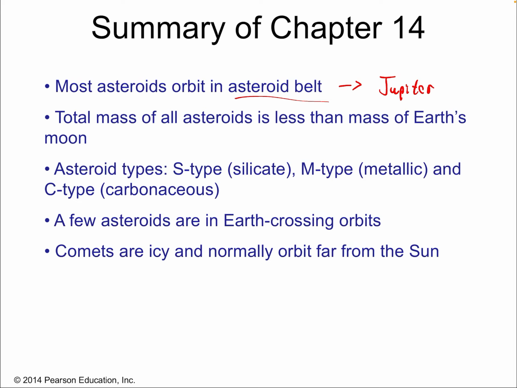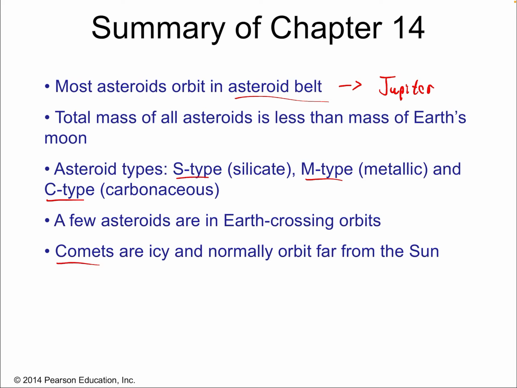All right, the total mass of all the asteroids is less than the mass of Earth's moon. So if you total them all up, they're not a significant portion of the solar system, but they do continue to affect it, so we care about them certainly, but their mass is not that large. They come in three types: the S-type silicate, M-type metallic, and C-type carbonaceous. A few asteroids are on Earth-crossing orbits, and we monitor those.